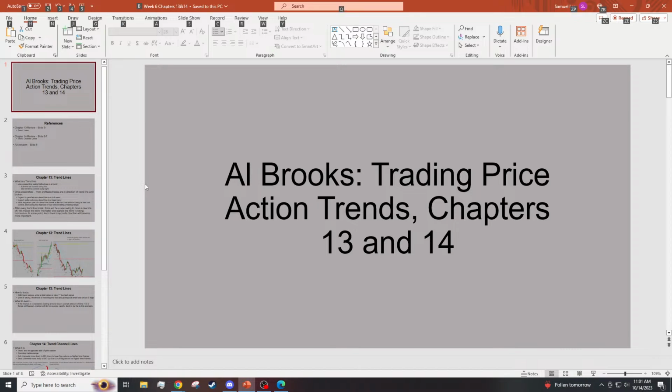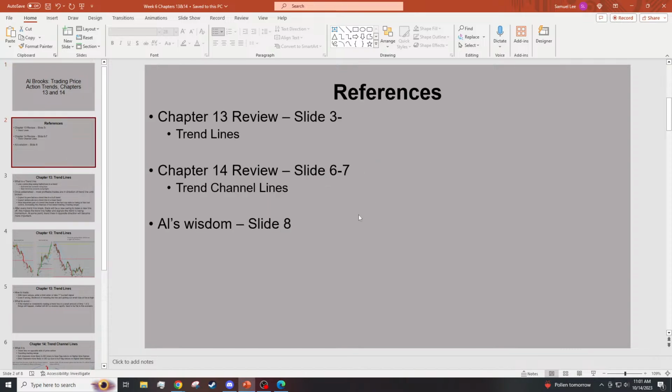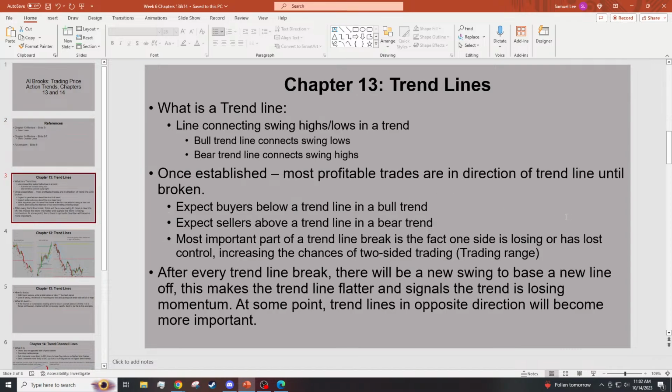Okay, so this live will be talking about chapters 13 and 14, which are trend lines and trend channel lines. We kind of touched on it briefly last week with the pattern recognition or differences in pattern chapter, but we'll get into a little bit more specifics.